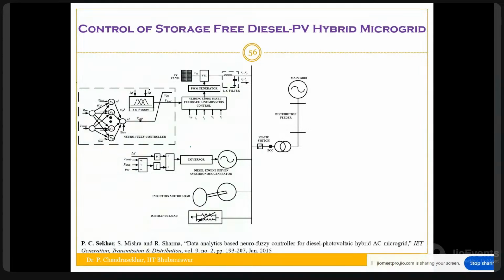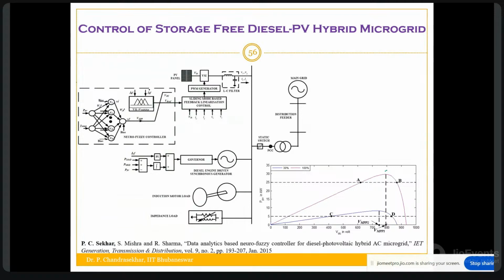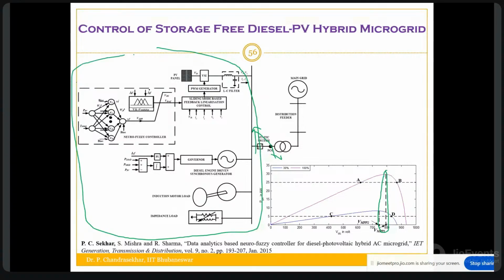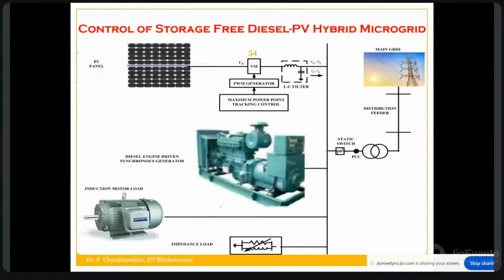So far we are operating at maximum power point tracking, and this is good when operating in the grid connected mode. In islanded mode, if you operate at maximum power point tracking and there is excess generation in the microgrid... I have represented the same microgrid in a different way. There is a PV source, a diesel generator, an induction motor, and an RL load. It is the same microgrid we discussed earlier.